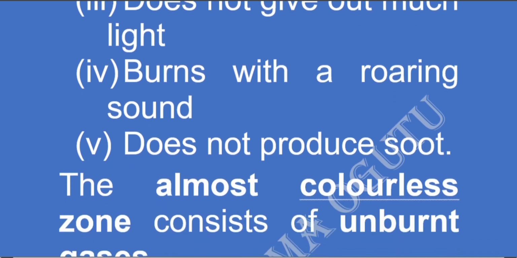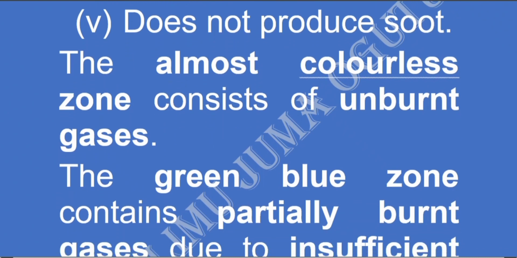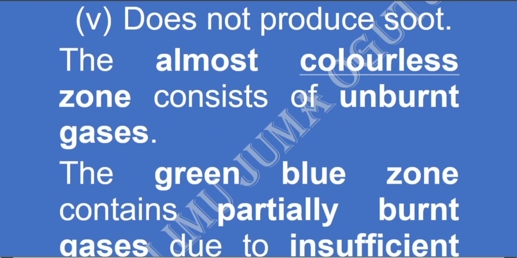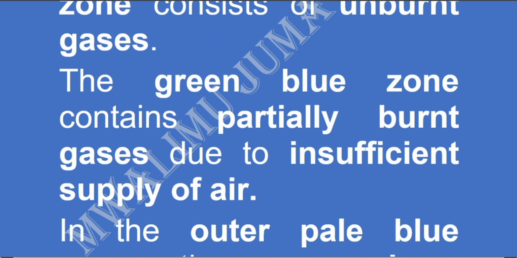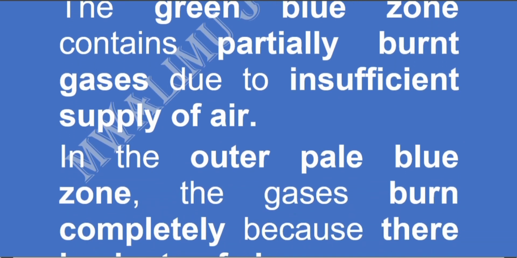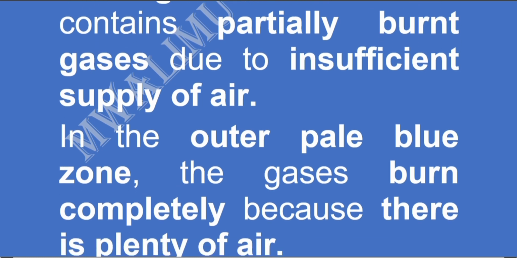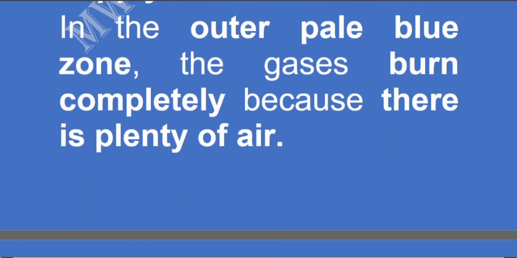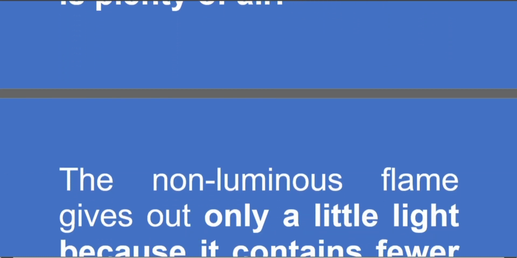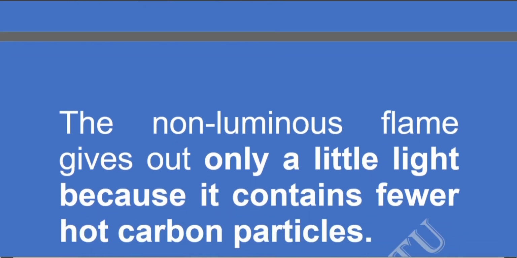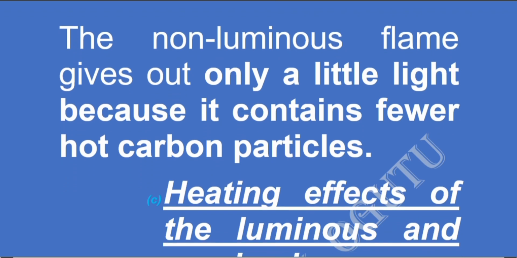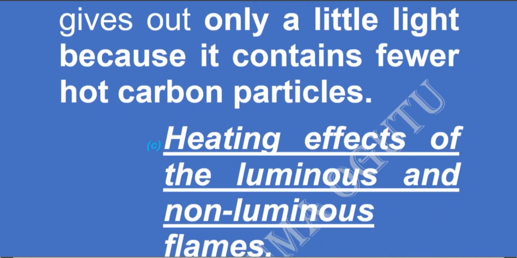Now, the almost colorless zone consists of unburnt gases. The green-blue zone contains partially burnt gases due to insufficient supply of air. In the outer pale blue zone, the gases burn completely because there is plenty of air. The non-luminous flame gives out only a little light because it contains fewer hot carbon particles.